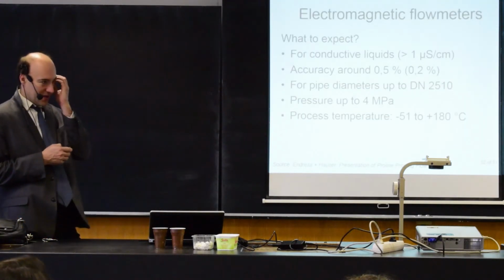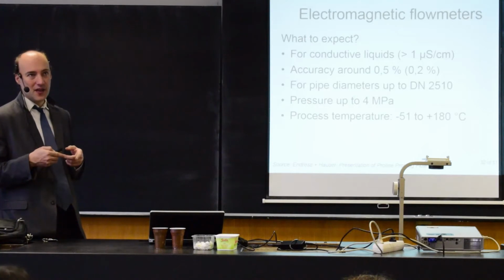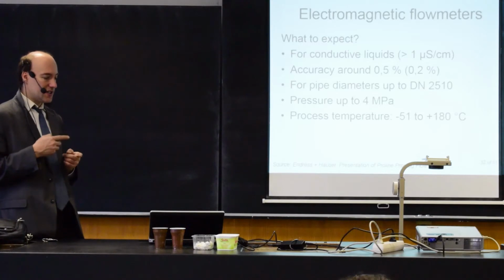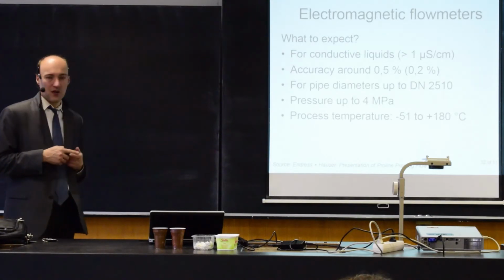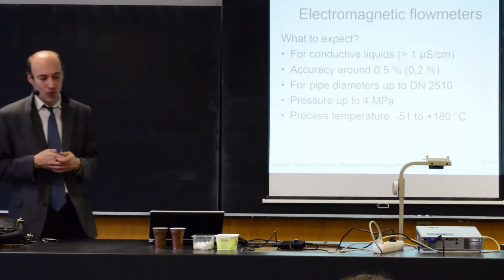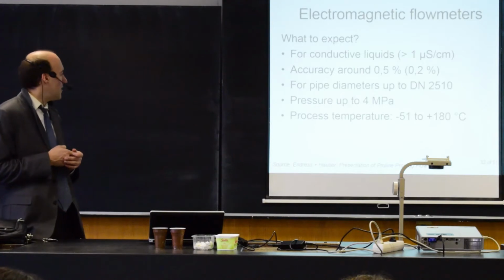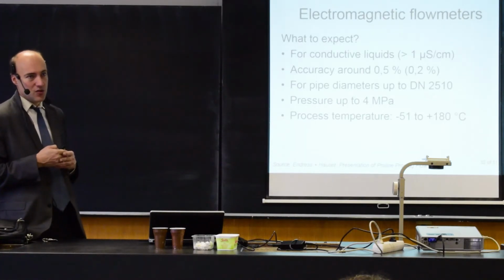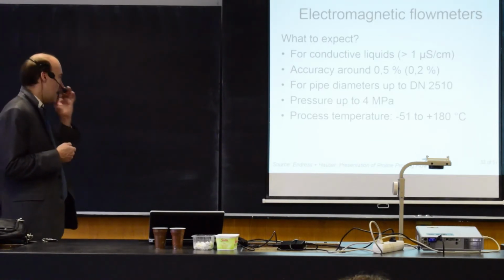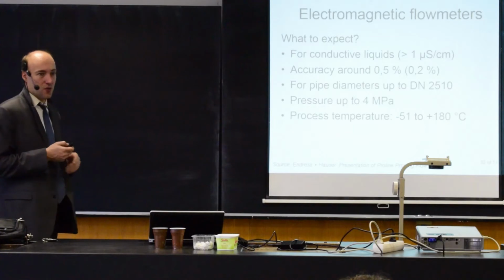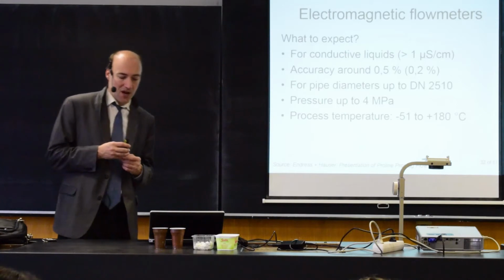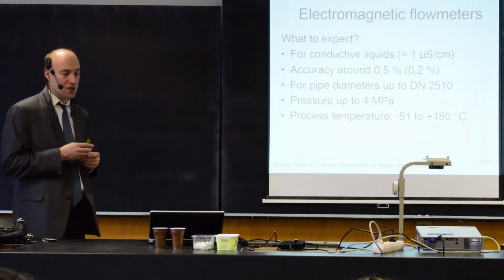What can you expect? It's based on conductivity. If your liquid is not conductive, then it's not working at all. So this flow meter can be used only for conductive liquids. Water, if it's, let's say, standard water and not deionized water, it's conductive, so it can be used also for water. The typical accuracy is about 0.5%, so it's quite an accurate device. And it can be used typically for pipe diameters up to 2.5 meters.